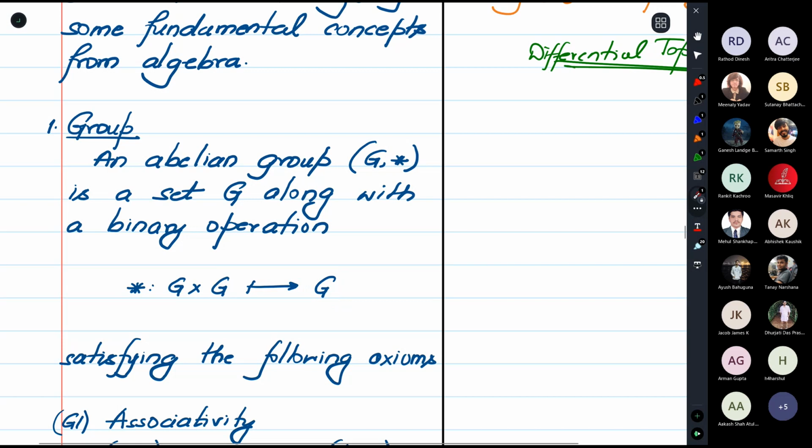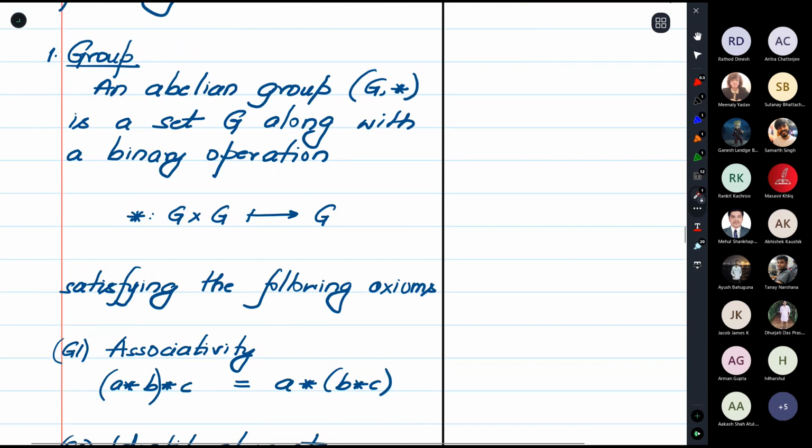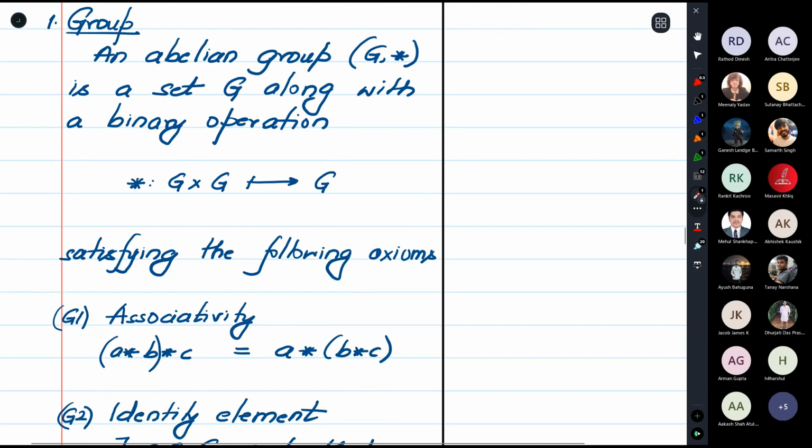So this is very, very crucial. This operation takes as input something from G, and another input from G. It takes these two inputs, combines them or does some operation on them, and spits out another element in G. So that is very, very important. And this operation needs to satisfy these axioms.